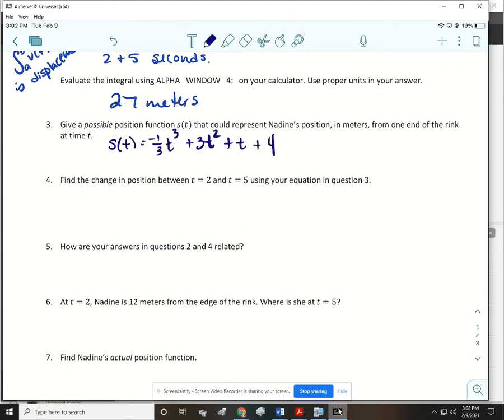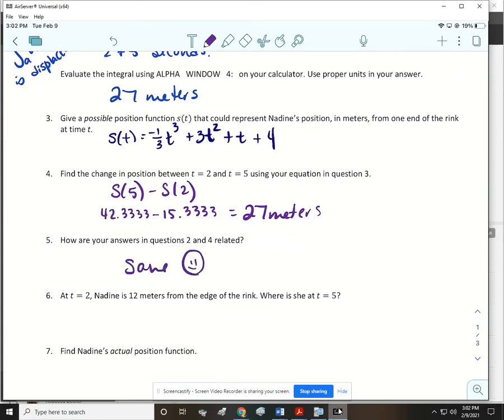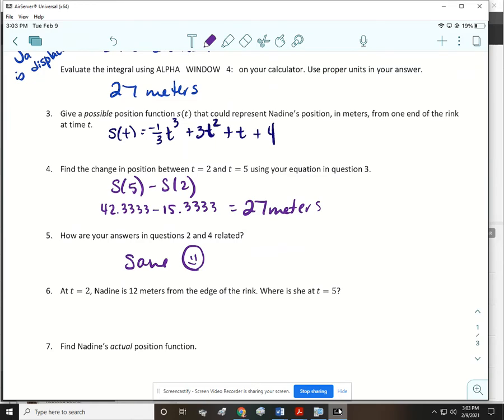All right, and then for number 4, we're going to find the change in position from time equals 2 to 5. So I'm going to do S of 5 and subtract S of 2. All right, so that's just taking that 5 and putting it in for all those t's, and I did that earlier, and I got 42.33333. And I took 2 and put it in for all those t's, and I got 15.33333. And that is going to be 27 meters. So the answers to question 2 and 4 are the same. So that must not be a coincidence. So that's a new rule.